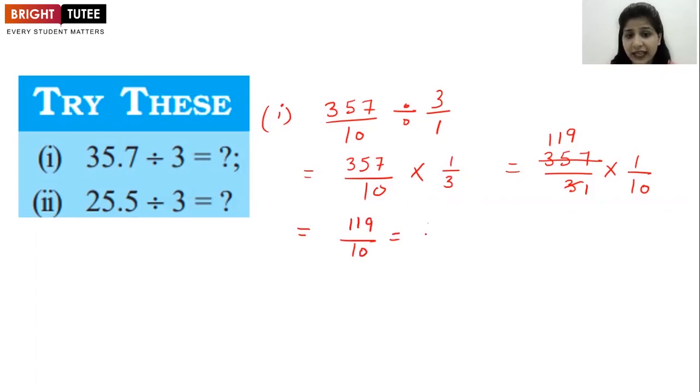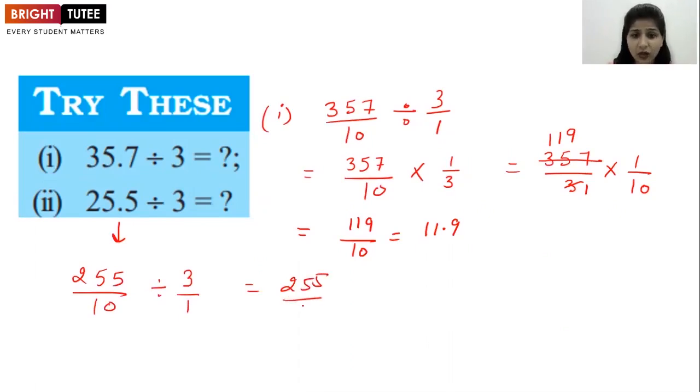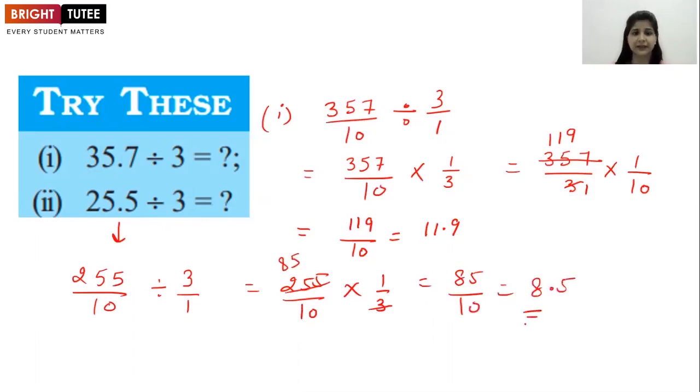Now you can place one decimal point before the rightmost digit, one digit. Similarly, here if I try in the form of a fraction, it will be like this, divided by 3. So the fractions division we know how to do it. Can we cancel it? 3 8s are 24, 3 5s are 15. We get 85 upon 10, so that will give you 8.5 as the answer.